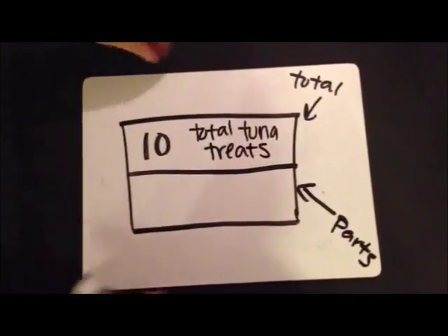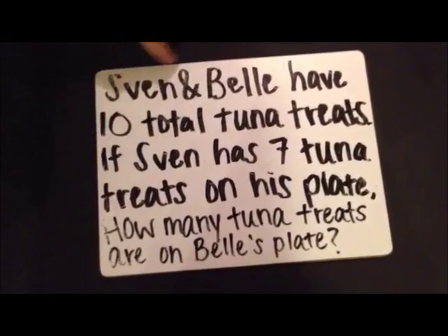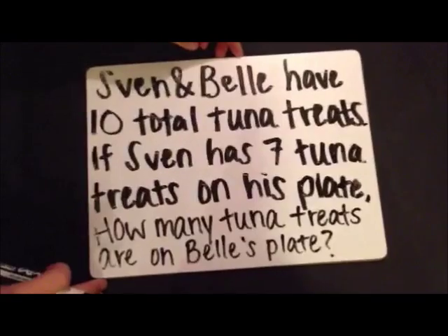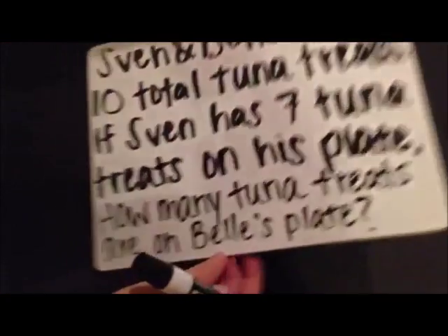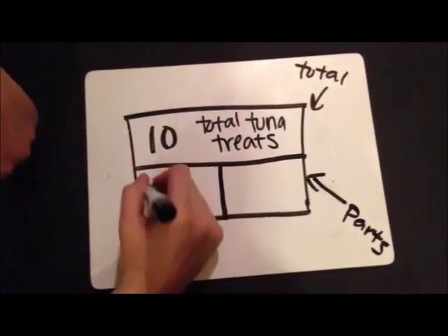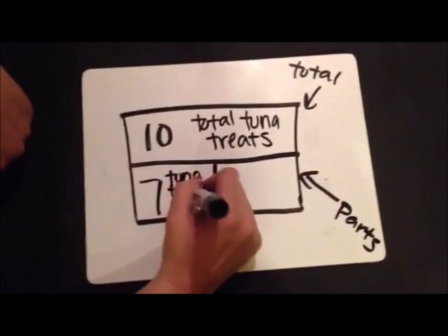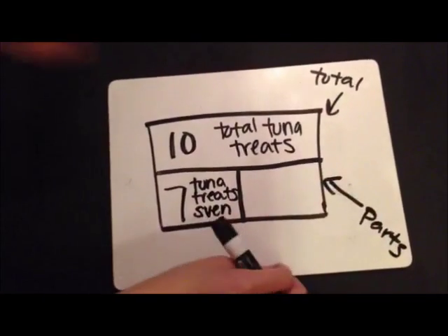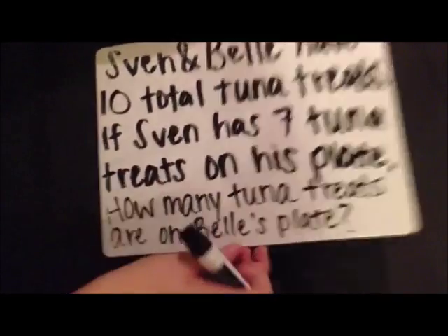Now, as we look at the parts, we're going to flip back over and see how many parts we have in our problem. As we look, we can see that we have two separate parts. We have Sven and his tuna treats and Belle and her tuna treats. So we can put in 7 into one of our parts because we already know that. So we're going to split this section at the bottom into two parts, and we're going to write 7 tuna treats. And I'm going to put Sven. And this part, as we saw over here as well, and the part that we're looking for is Belle's tuna treats on her plate.